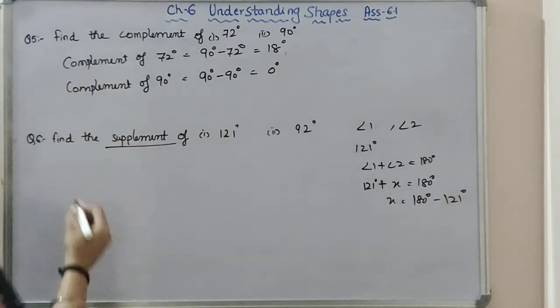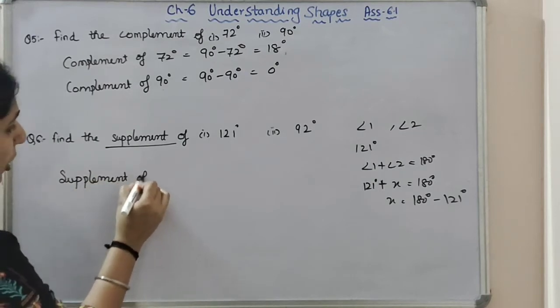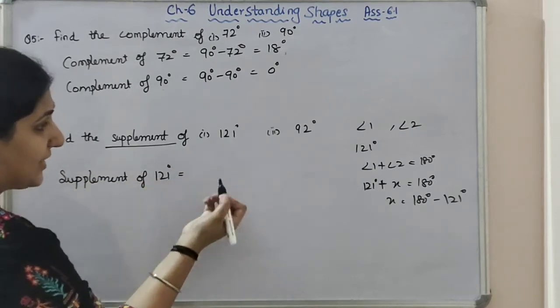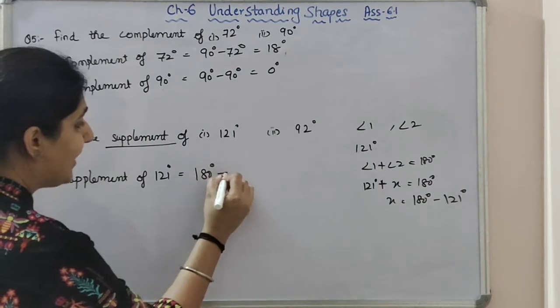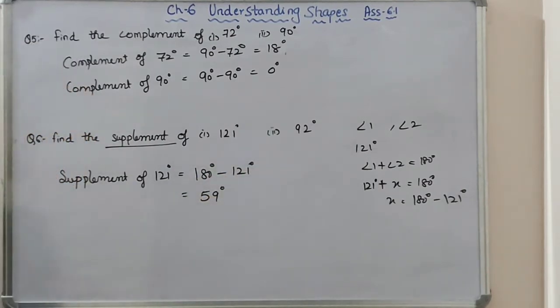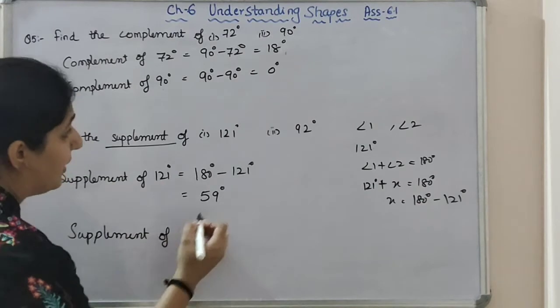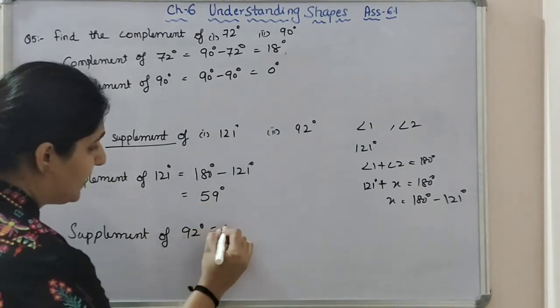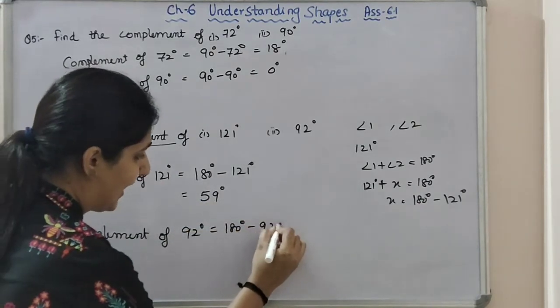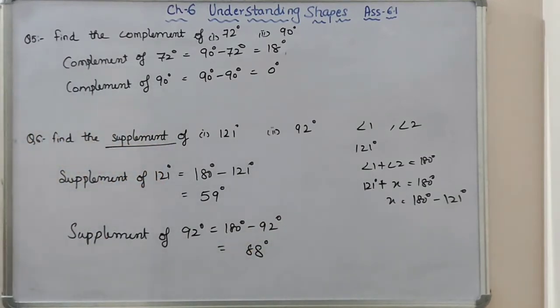ठीक है. So it will be x is equal to 180 degree minus 121. So we can write this supplement of 121 degree is equal to 180 degree minus 121 and that is equal to 59 degree. Similarly, this supplement of 92 degree is 180 degree minus 92 degree, that will be 88 degree. Okay, hope you have understood. We are moving to the next question now.